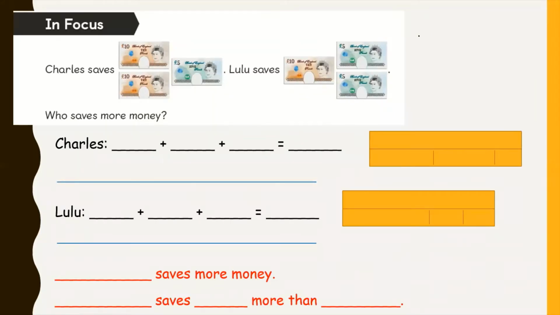Okay, so let's look at this in focus task together. So first, we need to add up the amounts of money. So let's look at Charles first. He has 3 notes, but they are of different values. So we've got 10 pounds, add 10 pounds, add 5 pounds. So that's our addition sentence. 10 pounds, add 10 pounds, add 5 pounds.